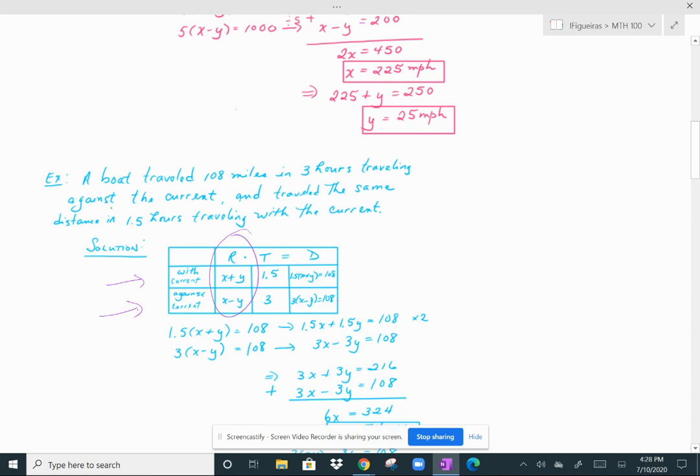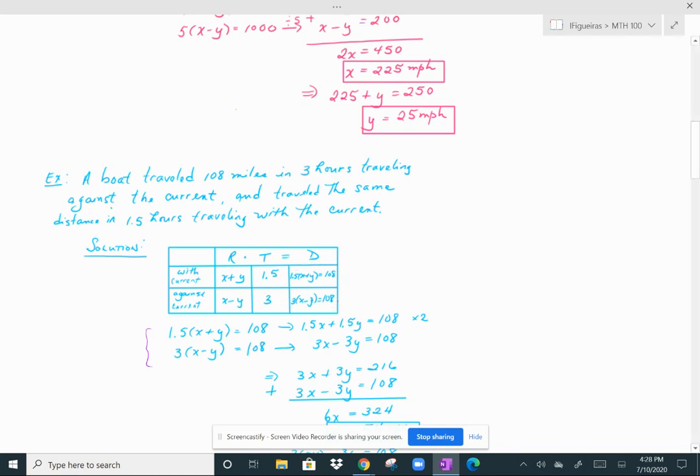This column will always be the same in these rate of wind or rate of current problems. It took 3 hours, and the total distance going is 108, and also coming back, it's also 108. So here are our equations, which I've rewritten here. All right, so rather than dividing by 1.5 and by 3, which you could do, I'd rather not work with the decimal. I'm just going to go ahead and distribute.